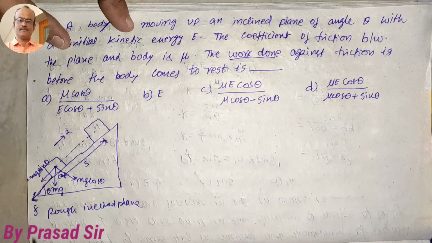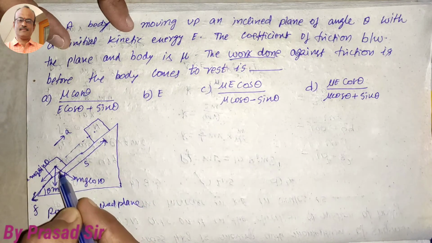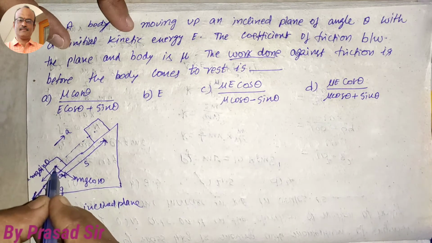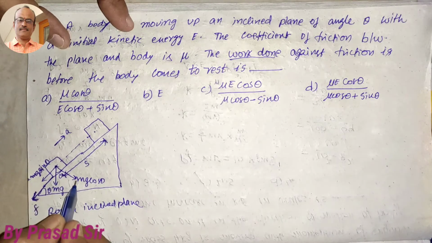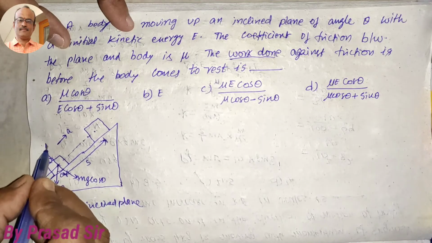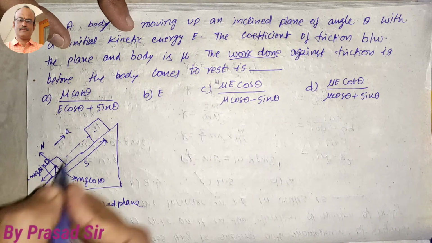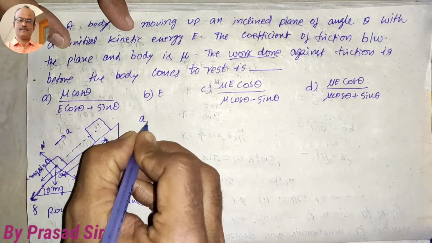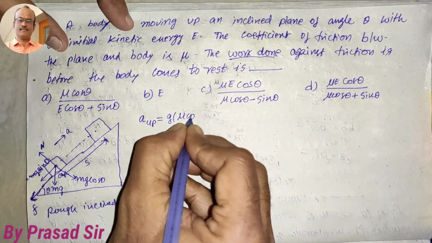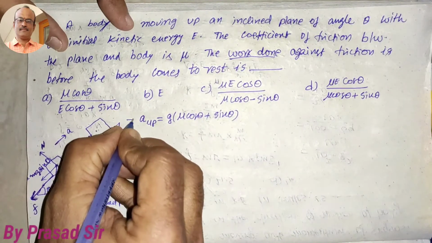So what is the force? The body is moving in the upward direction, so which force acts? Frictional force acts in the opposite direction. This we will take as frictional force. Here weight acts downward, with components mg cos theta and mg sin theta, and this is the normal reaction, which I will take as N. First of all, for a body moving in the upward direction, the acceleration is equal to g times mu cos theta plus sin theta. This is the first clarity.